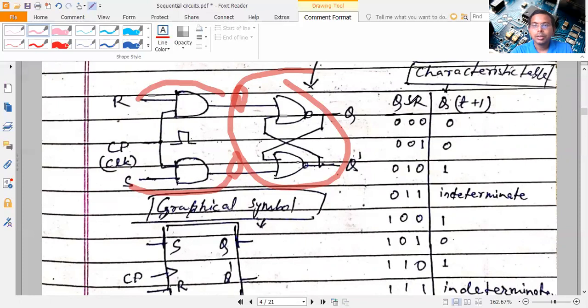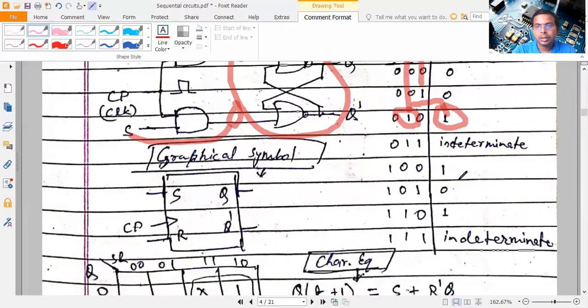So S is set input, R is reset. If reset R is 1, it is going to reset the flip-flop. So flip-flop output is becoming 0, means reset. If S is 1 here, it is set input, so it is going to set the flip-flop to 1. Again, if both are 1, 1, it is an indeterminate case. If both are 0, no change condition. No change condition means whatever previous state was there, it will carry out here.